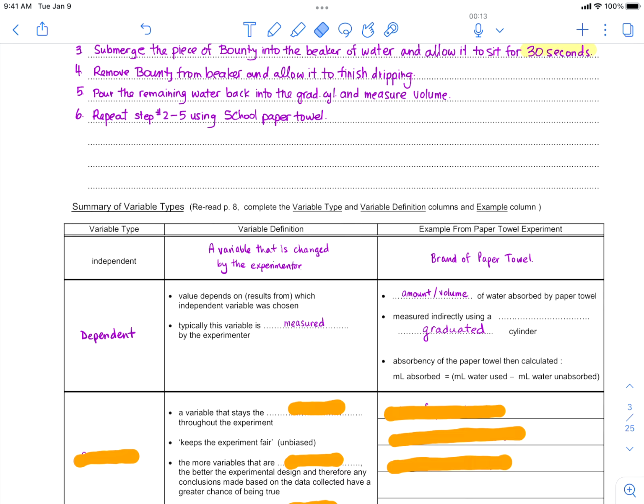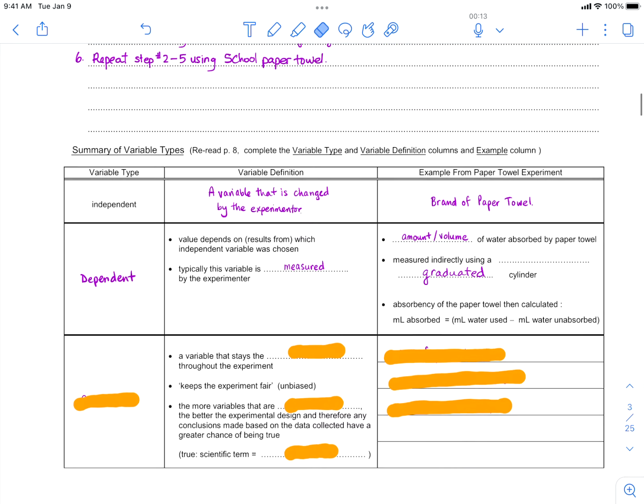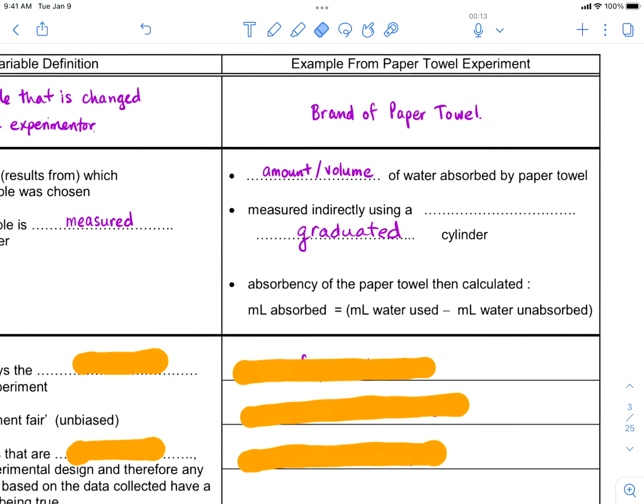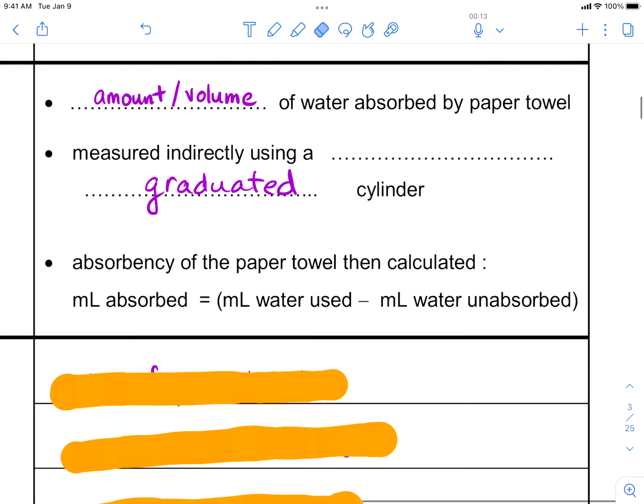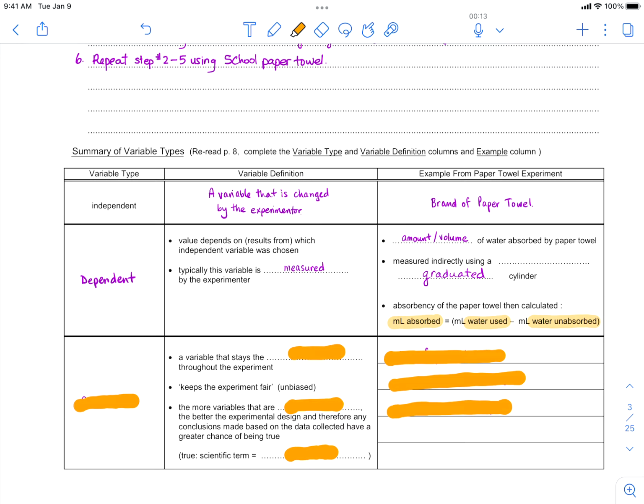So we know how much water we started with. And of course, we know how much water we are ending with. Then that means it's going to tell us how much water was absorbed. So this is basically the formula that we're going to use. The amount of water that's absorbed is equal to the amount of water that we started with minus the amount of water that was left over. And that'll tell us how much the paper towel absorbed.